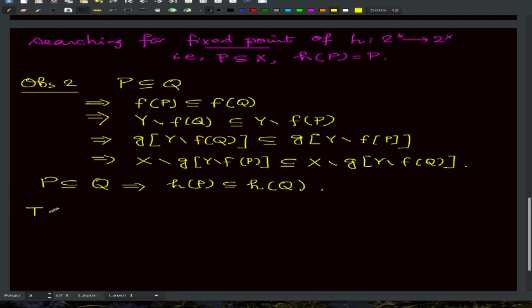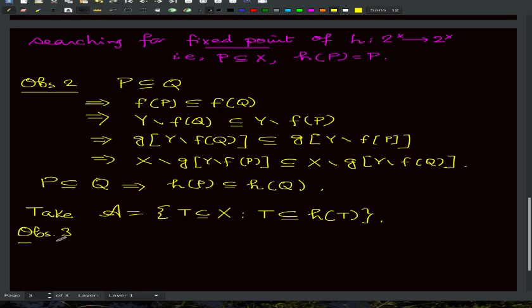Take, say, A to be the set of all those subsets T of X such that T is a subset of h(T). Okay? Now obviously the empty set is there in A, as we observe. So A is non-empty.